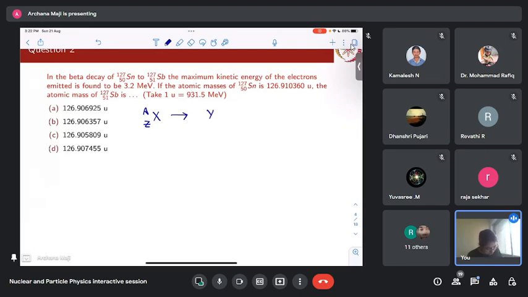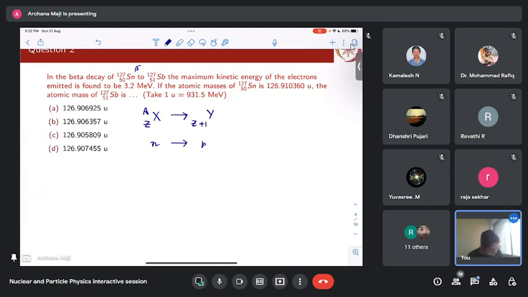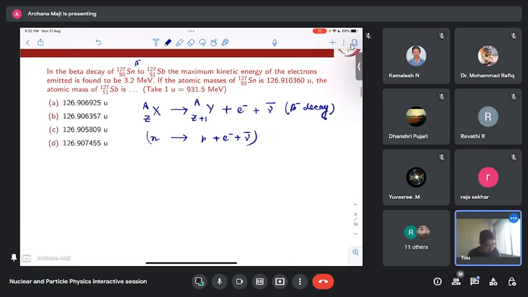So as we know, this is basically beta minus decay. A neutron is getting converted to a proton, the mass number remains the same, plus an electron comes out plus an antineutrino comes out. Beta minus decay. The maximum kinetic energy of the electron emitted is found to be 3.2 MeV.